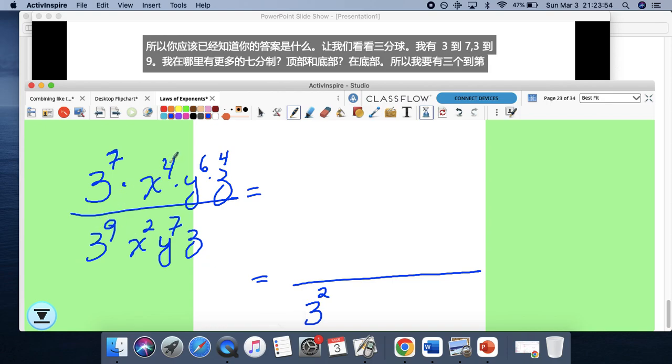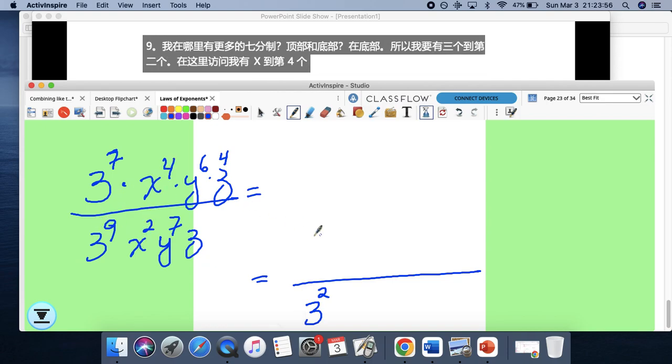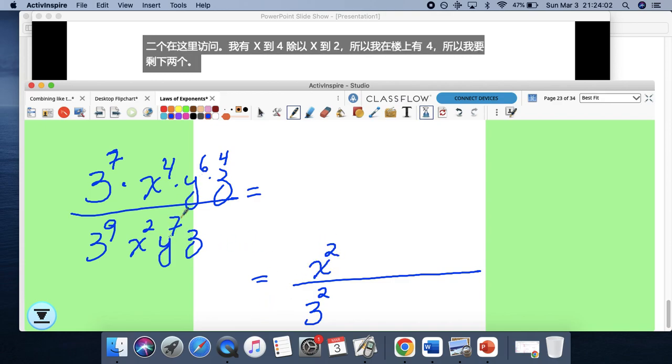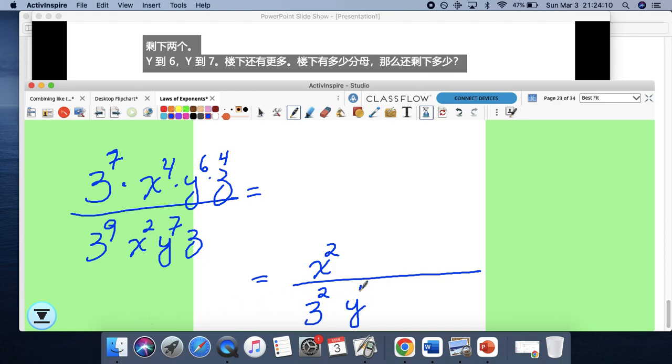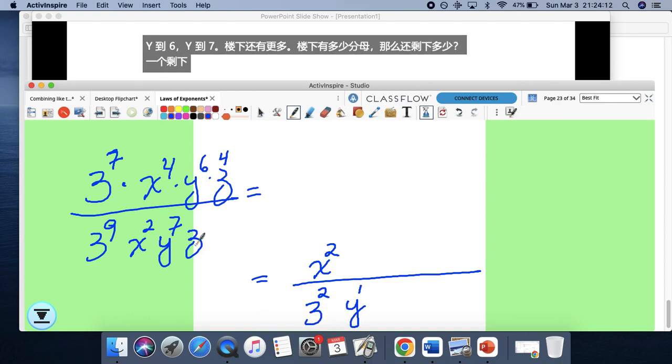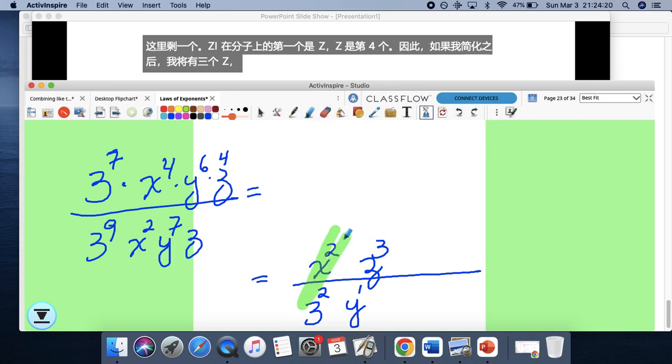X's, I have x to the 4th divided by x to the 2nd. So I have 4 upstairs, so I'm going to have 2 left over. Y to the 6th, y to the 7th, there's more downstairs. How many in the denominator, so how many are left over? 1 left over. I'll put a 1 here. Z, I have z to the first here and z to the fourth on the numerator. So after I simplify, I'm going to have z to the third. So this is my answer.